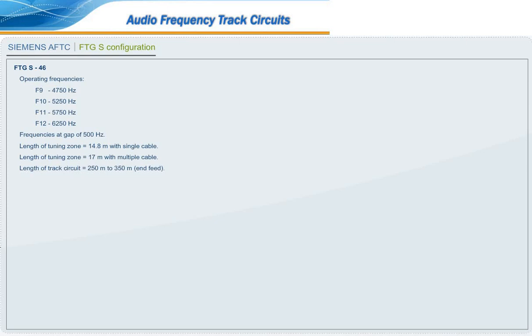Length of track circuit equal to 250 meter to 350 meter end feed. Length of track circuit is equal to 500 meter to 700 meter center feed. Power consumption: standard configuration ST 80 VA approximately 32 watts, center feed in M 90 VA approximately 40 watts.